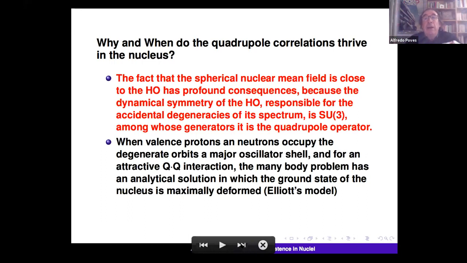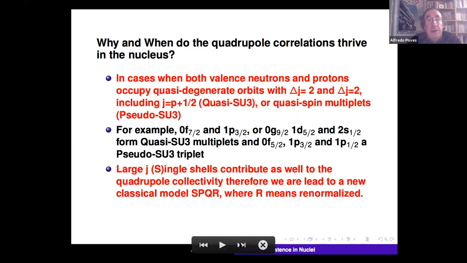It will enhance a quadrupole interaction, and this is seen in Elliott's model, which can be solved analytically and tells you that if you have a degenerate monopole field and an attractive quadrupole interaction, the many-body problem has an analytical solution in which the ground state and the bands on top of it are deformed, maximally deformed, and all this without breaking rotational symmetry in the laboratory frame. This is very elegant and is at the basis of our understanding of a lot of nuclear physics.